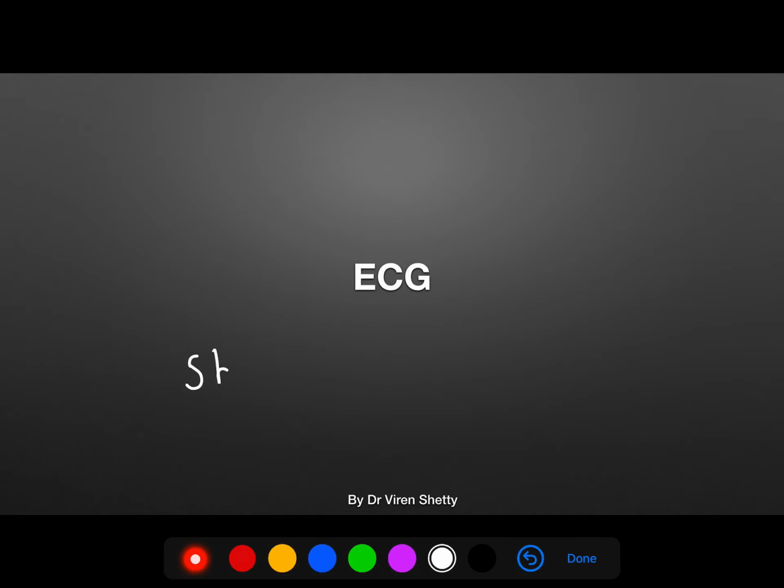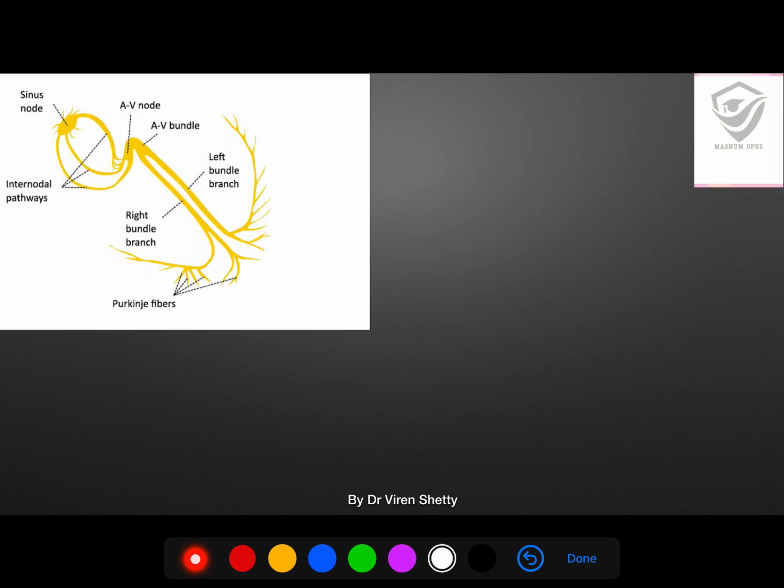In this lecture we'll start discussing conditions that have a short PR interval. The PR interval is inversely proportional to heart rate. That means if the heart rate increases, then the PR interval will reduce. So there are two conditions that have a short PR interval.